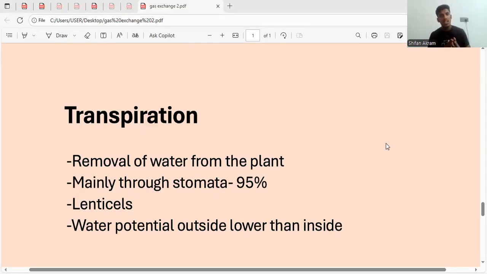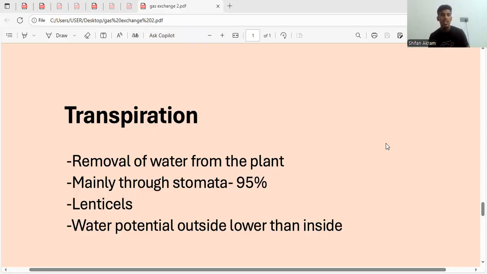Okay guys, now the third important potential essay question for this year's exam is based on transpiration. When it comes to transpiration, we have three important parts: the process of transpiration, then stomatal transpiration, and finally the factors that affect transpiration. Factors that affect transpiration are not only important for the essay questions, but also for the MCQ questions and also for the structured essays.